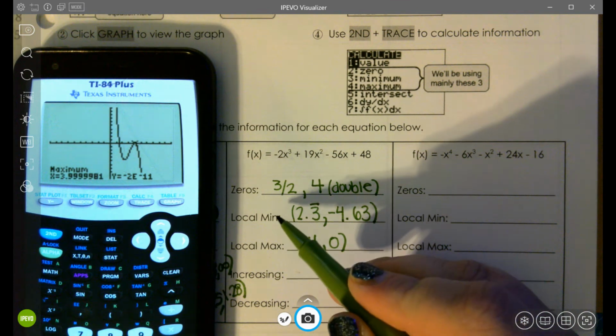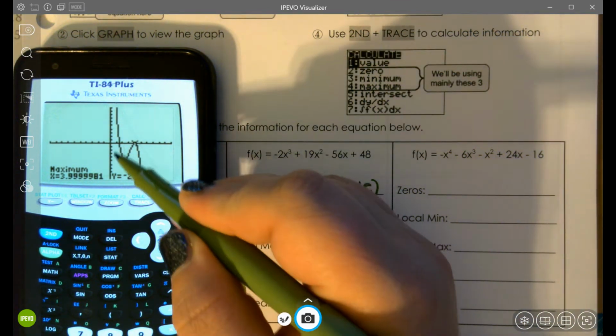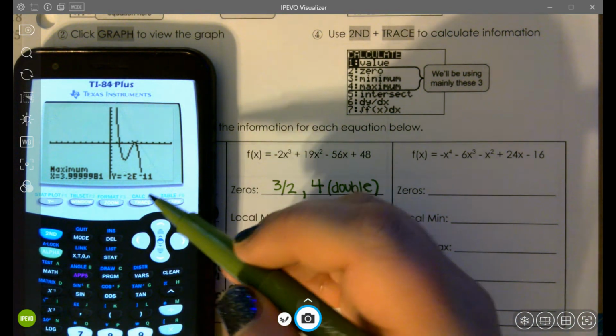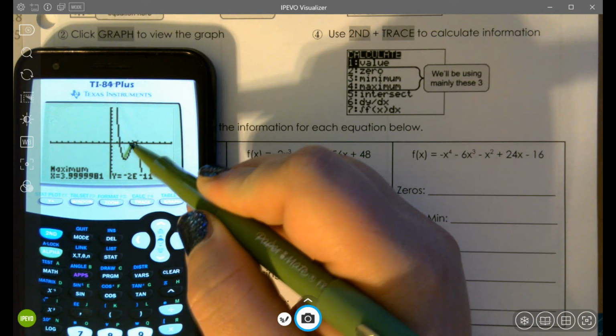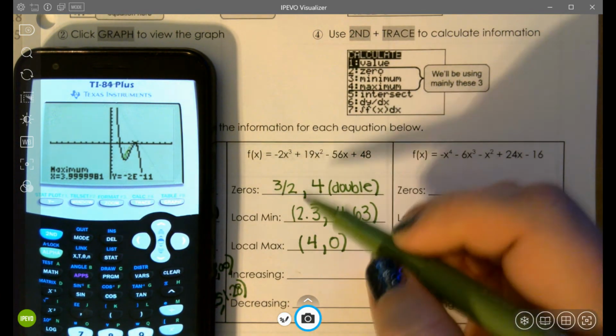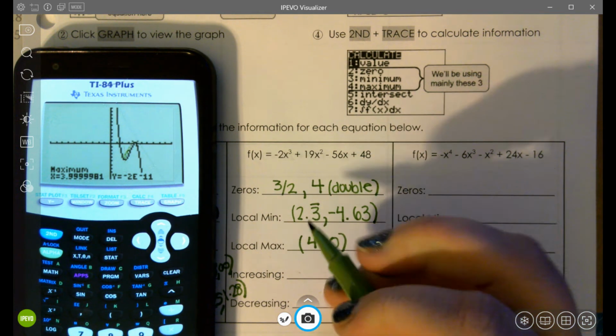It'll be a max if it's at the top of its area and a minimum if it was at the bottom. Okay, increasing. The only part that's slanting up and to the right is this part right here in the middle. And that's in between the max and the min. So in between these two numbers right here.